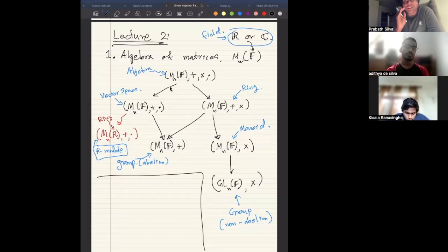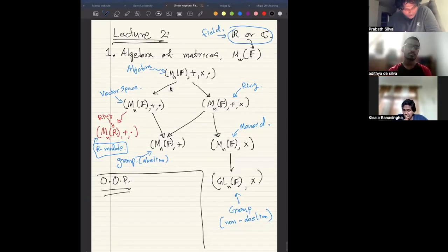And then there is something similar. Probably you know about, you learned something called object-oriented programming. And there is another one called generic programming or template programming.